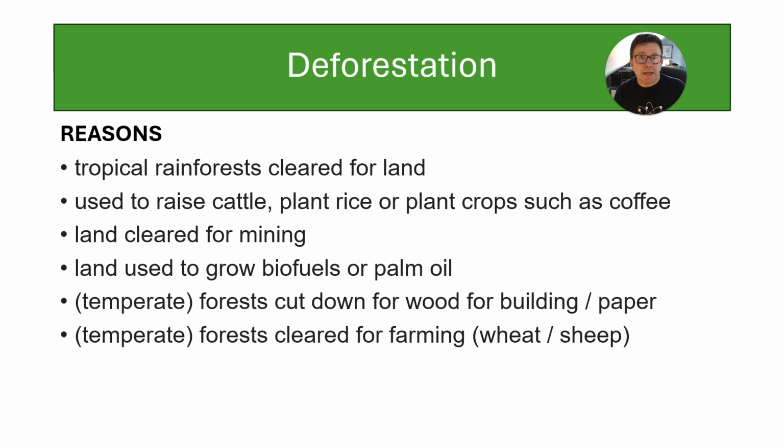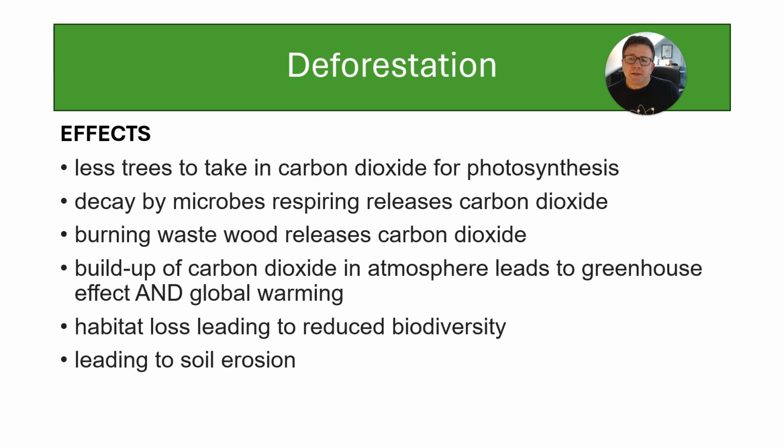Land is cleared for mining, in terms of open cast mines, taking out coal or gold, things like that. Land is used to grow biofuels. In certain parts of the world, they fuel their cars with biofuel. Forests are cut down for wood, for building, for paper. Forests are cleared for farming as well. So it's not just rainforests, it's also forests in this part of the world as well.